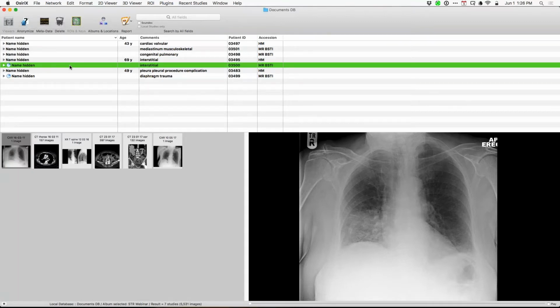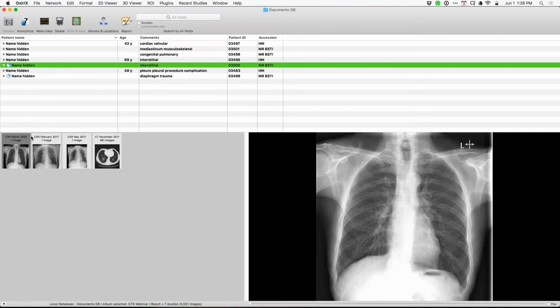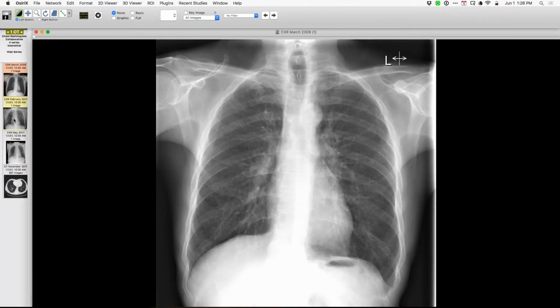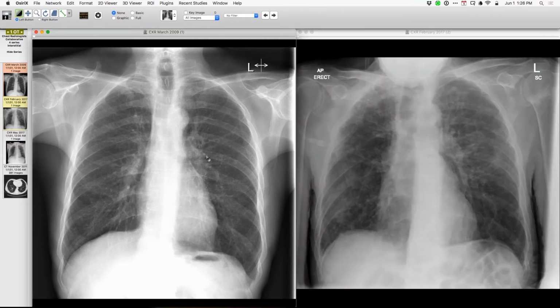Here is a case of a person that develops over time a fibrosing interstitial lung disorder. So on the left we have March of 2009, February of 2017 on the right. You can see there are reticular nodular opacities in the lungs. One can see diminished lung volumes consistent with a restrictive lung disease.